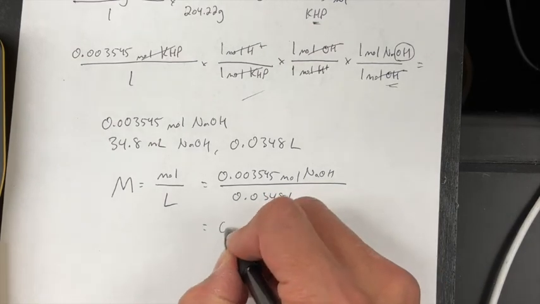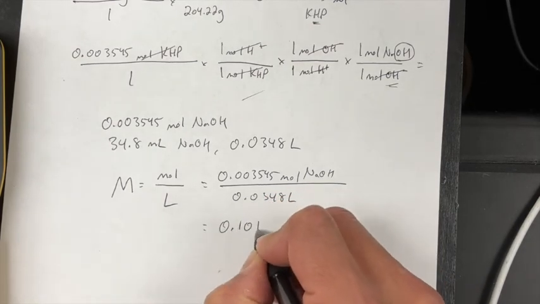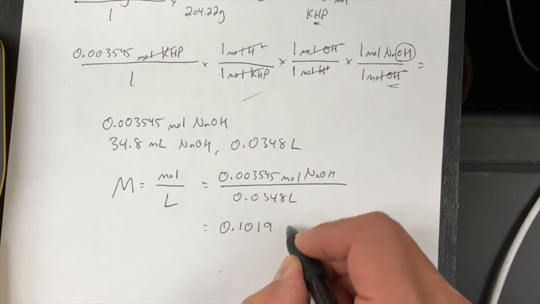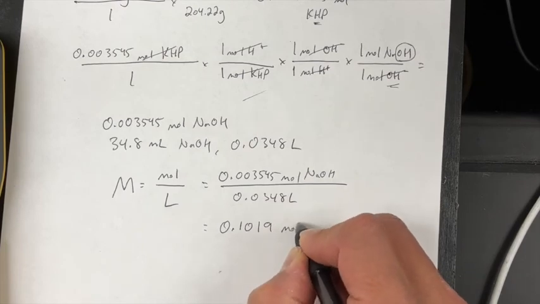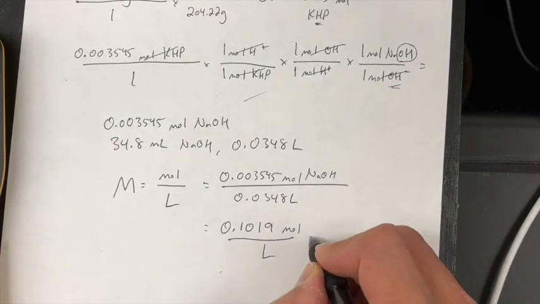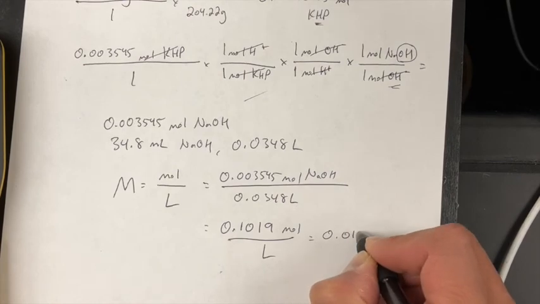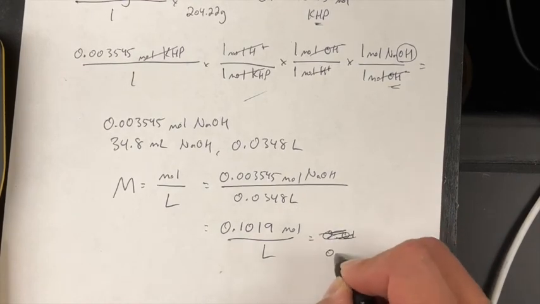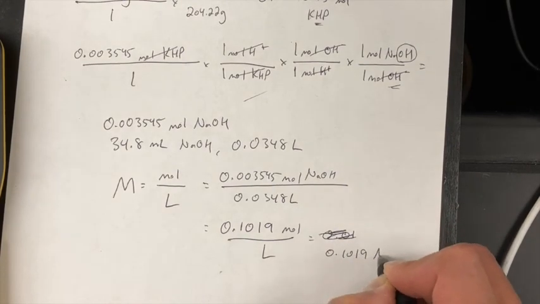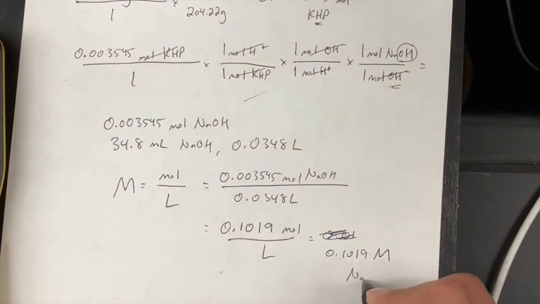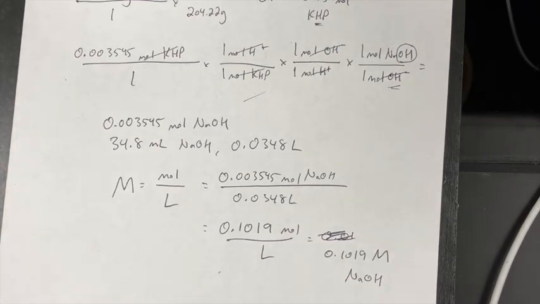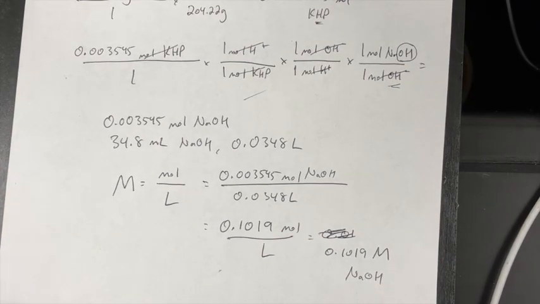It ends up being 0.1019 moles per liter, or 0.1019 molar NaOH. Okay, so that is kind of what we did in the lab. We might have some other problems, which I'll do in other videos.